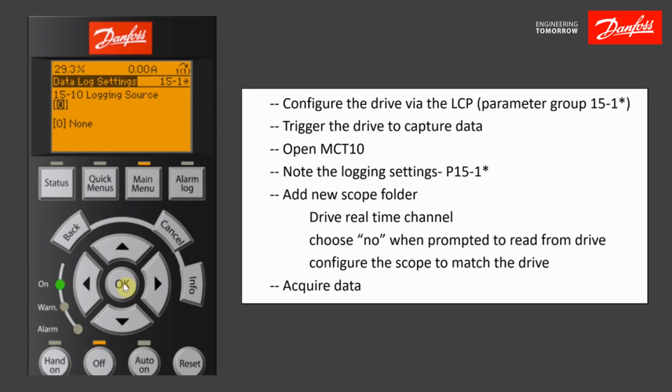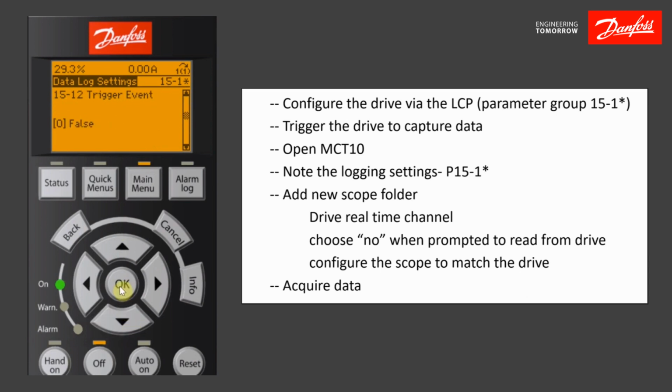We're just going to configure one channel. Hit OK to make that active. And we'll look at analog input 53. Hit OK. Back out of this parameter and go to the next one, which is that logging interval or polling rate. By default, it is at the fastest possible, 5 milliseconds per sample. And we'll just leave that there.